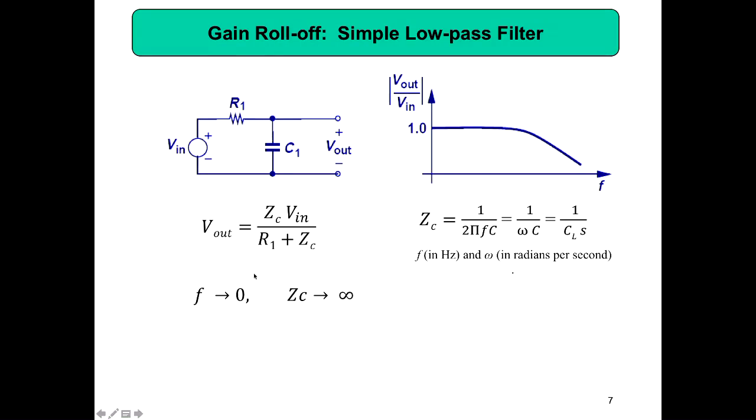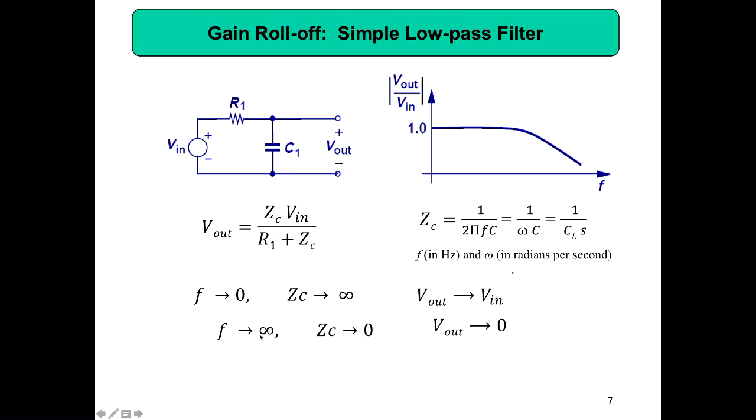first F tends to 0. If F tends to 0, your impedance ZC tends to infinity. If ZC tends to infinity, what will happen to V out? In ZC plus R1, ZC is a very big value, so ZC will dominate, and ZC and ZC will cancel out. V out equals V in. That is the reason we are getting 1. Then if F tends to infinity, ZC tends to 0, so you are getting a very small value. That is the reason it started decreasing.